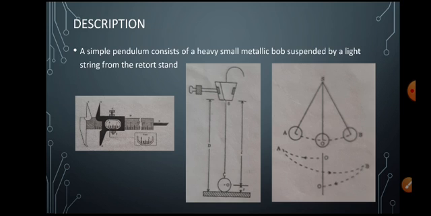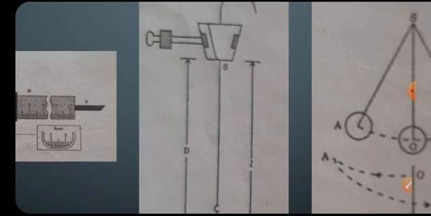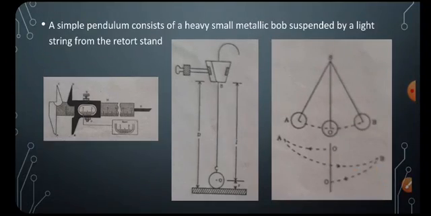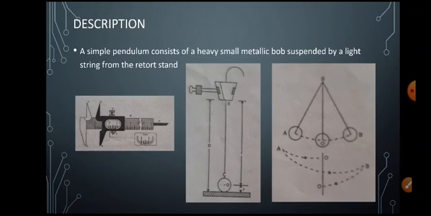So now what is the simple pendulum? You know the definition of a simple pendulum. See in this figure, the split cork, from the split cork we are attaching a bob with a thread. Vernier calipers we need. This is the setup of a simple pendulum. The simple pendulum consists of a heavy small metallic bob suspended by a light string from the retort stand.